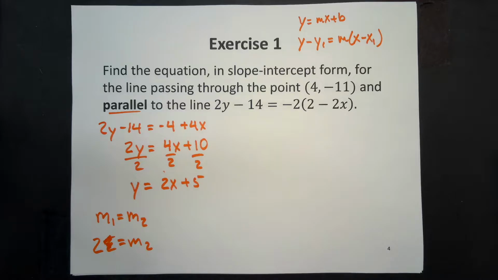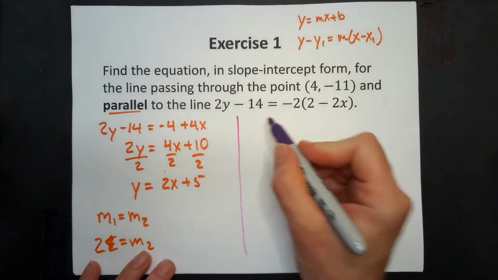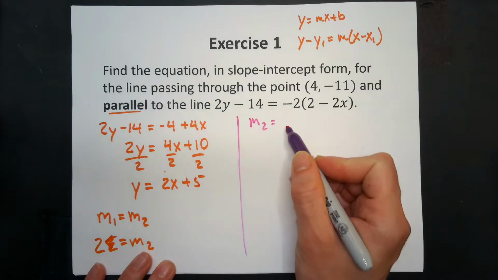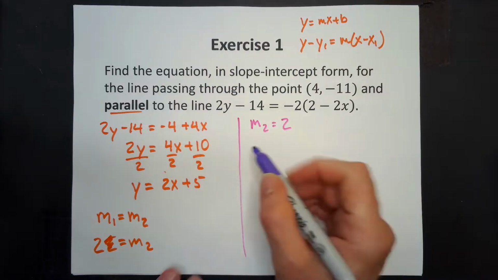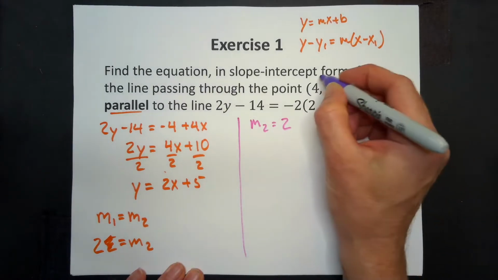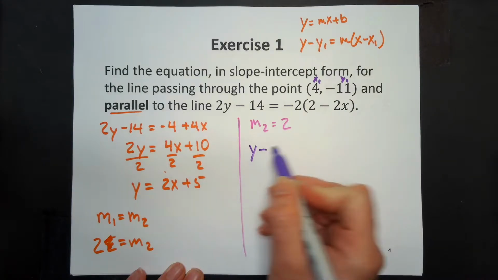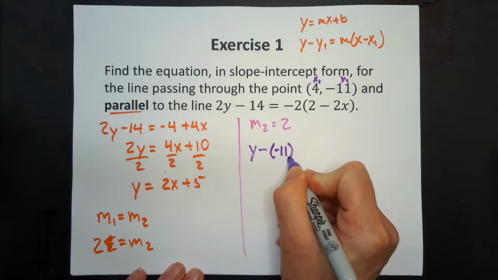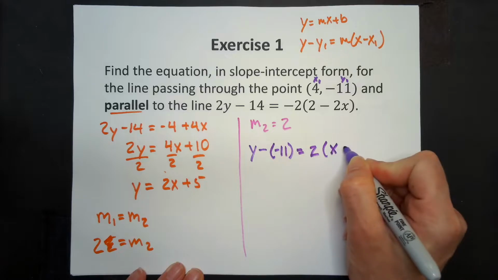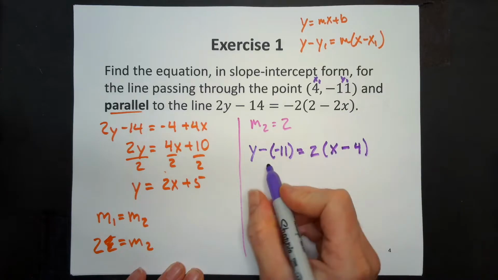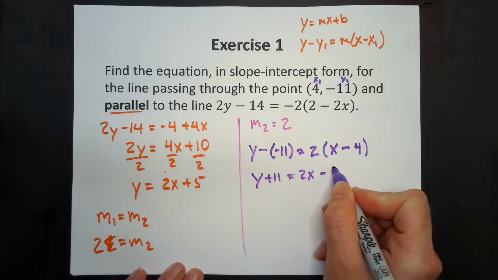And so now I'm going to use the fact that m2 equals 2 as well. And so that's going to give me, use my formula up here. This is going to be my x sub 1, my y sub 1, for my point. And I'm going to have y minus, in this case, -11 equals 2 times (x minus 4). So that's going to give me y plus 11 equals 2x minus 8.